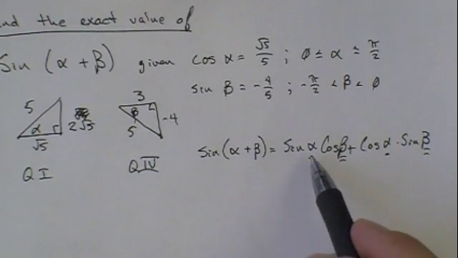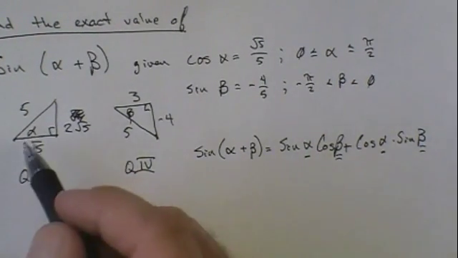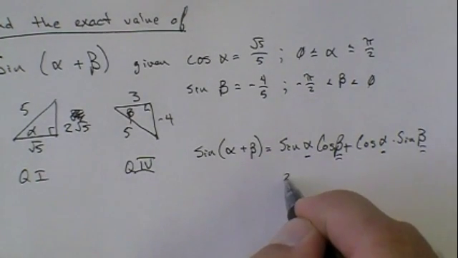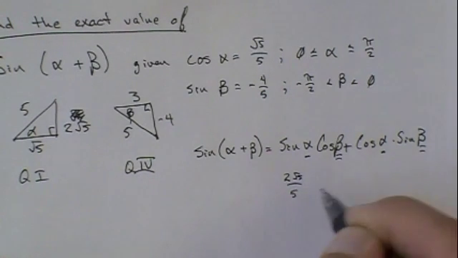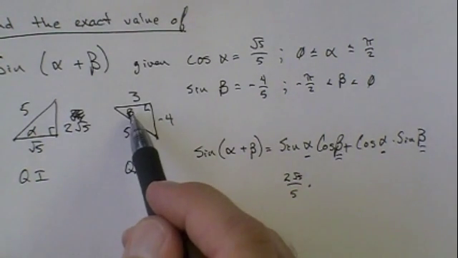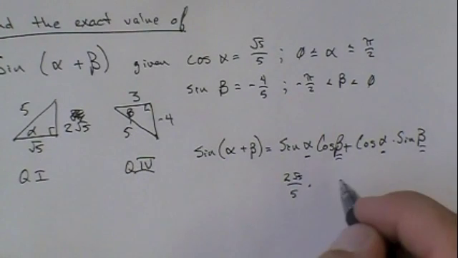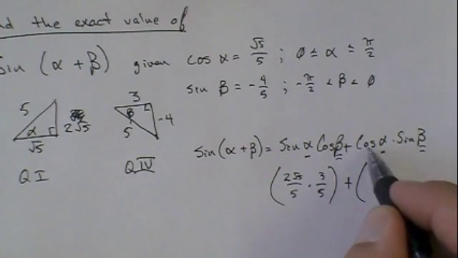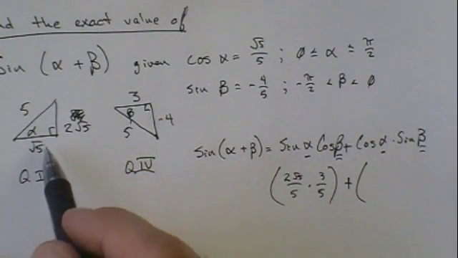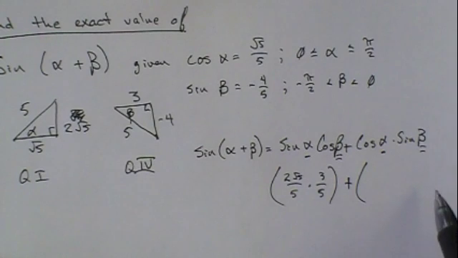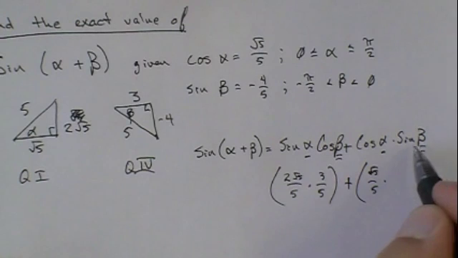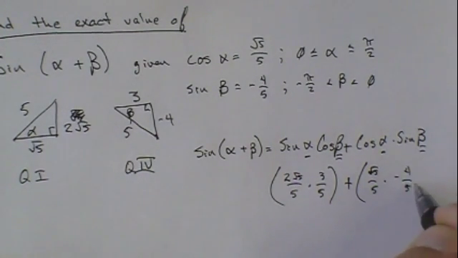So here we have our sine of alpha, which is opposite over hypotenuse. So that's going to be 2 square root 5 over 5 times the cosine of beta. Beta is here, adjacent over hypotenuse, gives us 3 over 5. Plus cosine of alpha. Alpha is in this triangle. Cosine is adjacent over hypotenuse. That is our square root of 5 over 5. Times the sine of beta, opposite over hypotenuse. That's our negative 4 over 5.